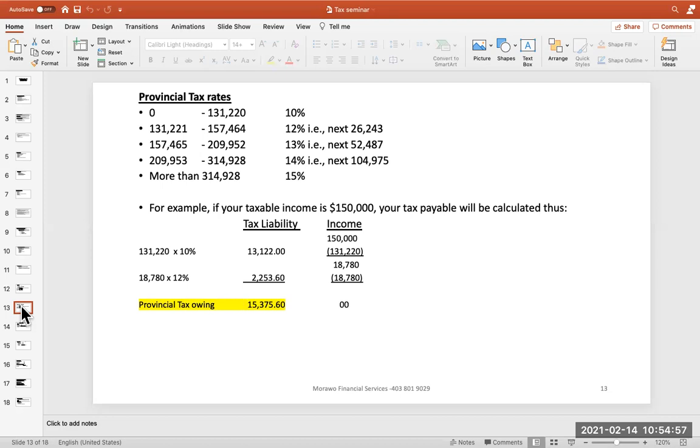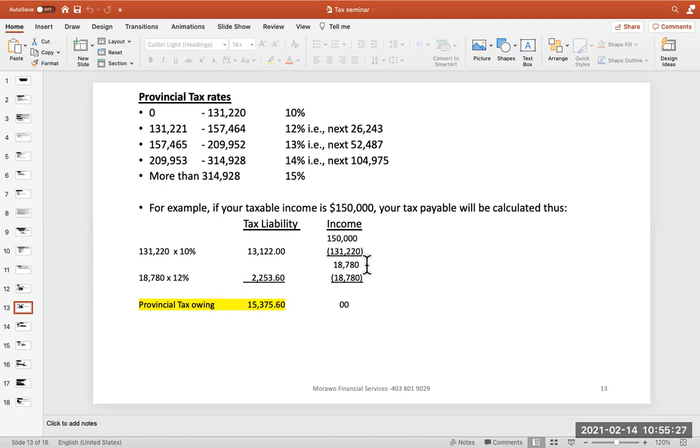So if your taxable income is 150,000, just like before, then it's calculated thus. This is your income, 150,000. The provincial government says, if you earn 133,220, we charge you 10%. So 10% of that is $13,132. So you take that 131,220 from your income, you have 18,780 left.